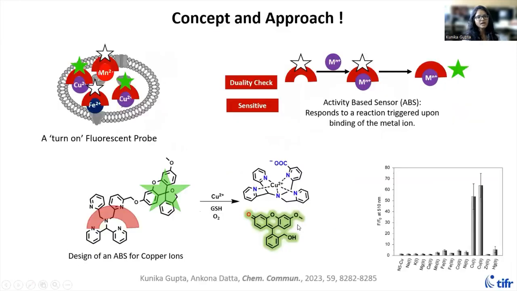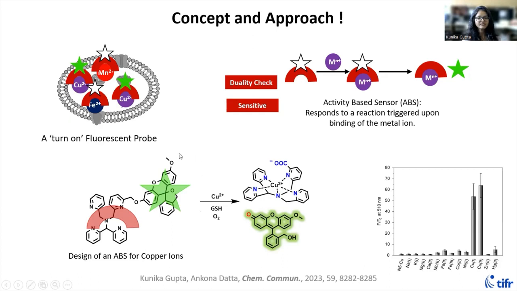And how are we going to do it? So we plan to develop a fluorescent probe which will selectively bind to the copper ions and start fluorescing. And the mechanism we use here is activity-based sensing, where initially the probe will remain non-fluorescent, and upon binding to the metal ion of our interest, which is copper, it will start giving us fluorescence. And this is very beneficial. It has a dual check, because first it is binding, and second is the selective reaction. And it is very sensitive because it's a reaction-based strategy.